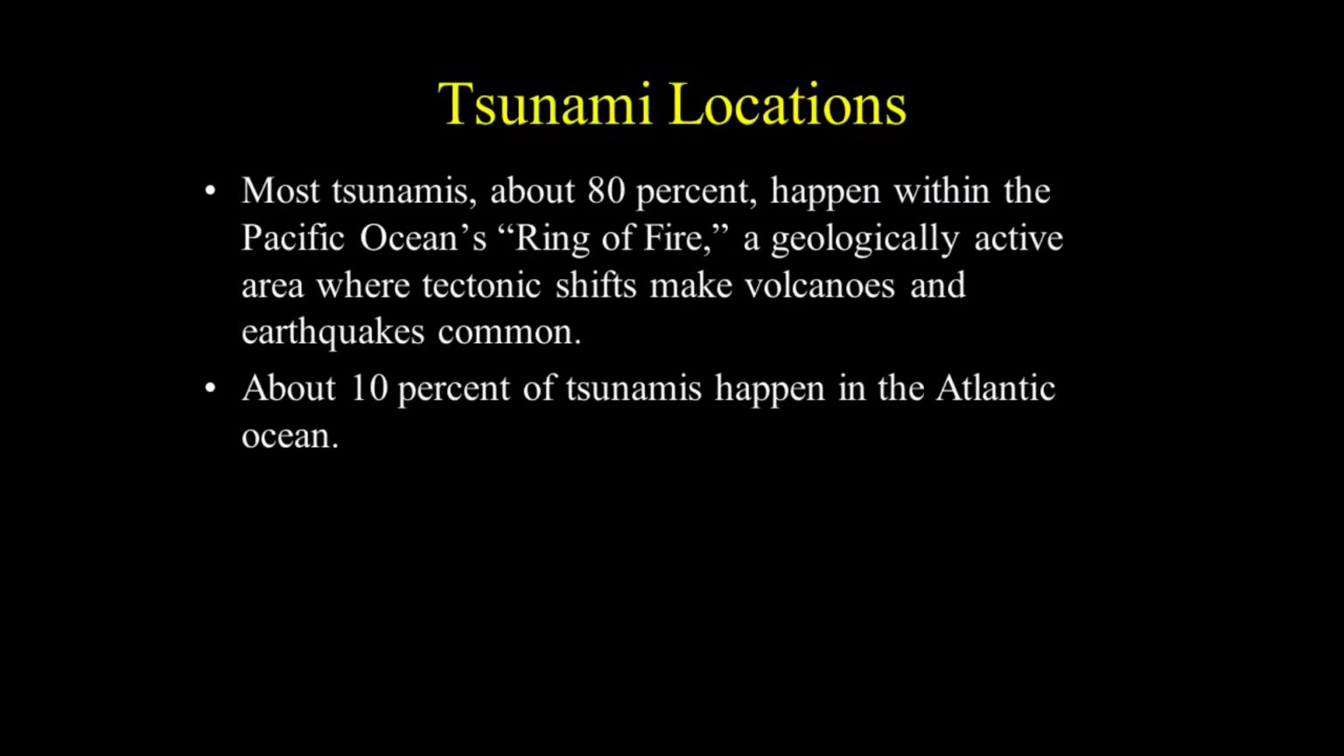Most tsunamis, about 80%, happen within the Pacific Ocean's Ring of Fire, a geologically active area where tectonic shifts make volcanoes and earthquakes common. Only about 10% of tsunamis happen in the Atlantic Ocean.